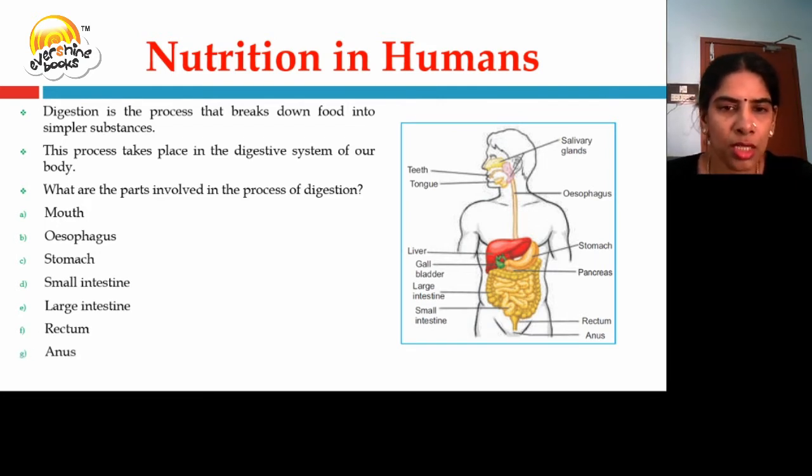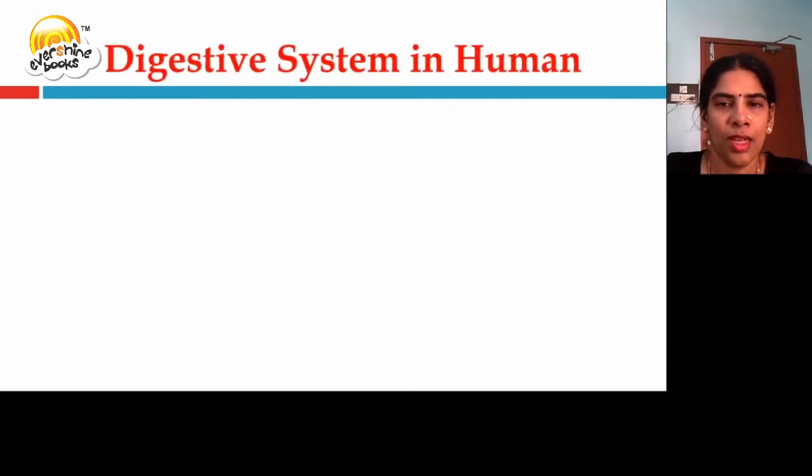Repeating again, the parts involved in the process of digestion are the mouth, then comes the pipe, that is the esophagus, then the food falls in the stomach and then it moves on to the small intestine, then comes to the large intestine, then the undigested food is ejected out through the rectum and anus. Let us explain this digestive system in humans.